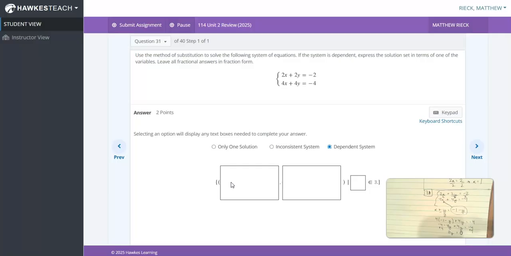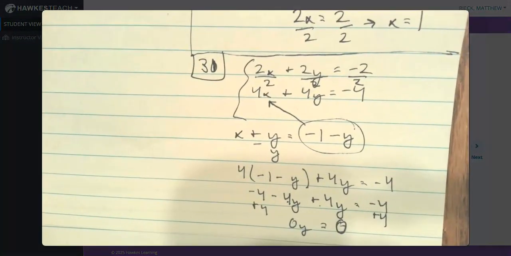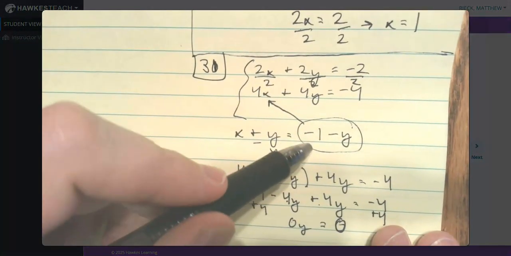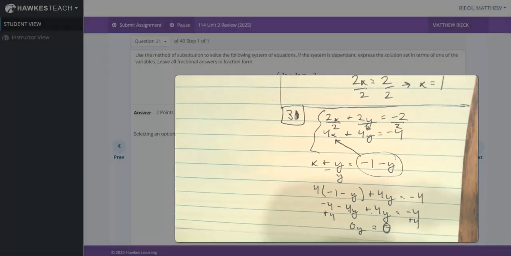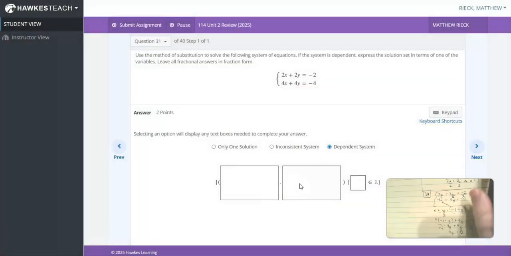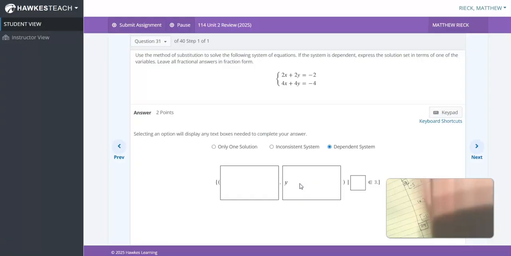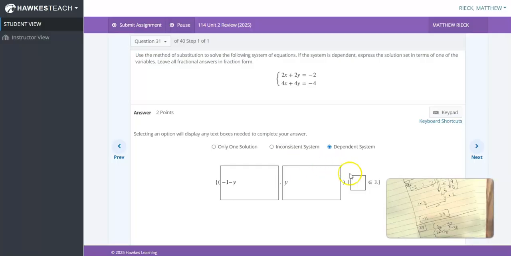For a dependent system, you're going to go ahead and have one of your variables be a wildcard. In this case, I'm going to go ahead and let the y be the wildcard since I've already solved for x in terms of y. So again, x equals -1 minus y. So y is going to be my wildcard. And then my x is going to be -1 minus y. And again, we have y as an element of the real numbers.